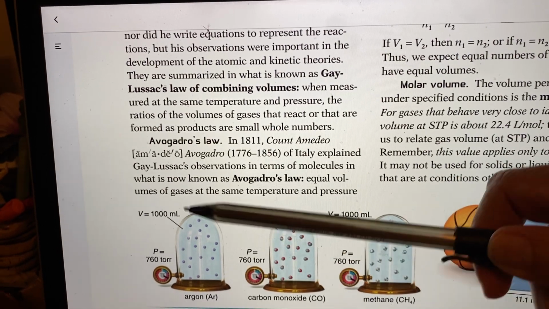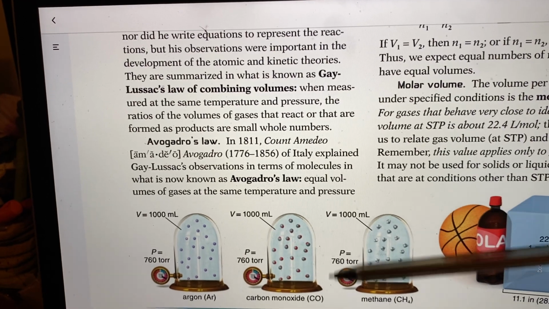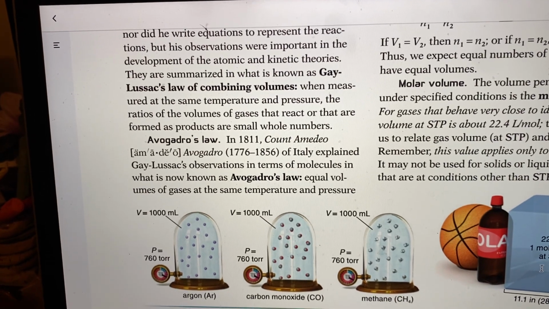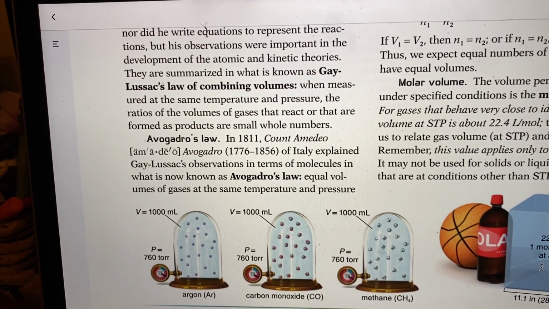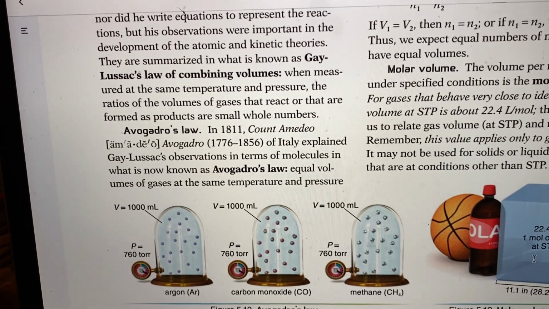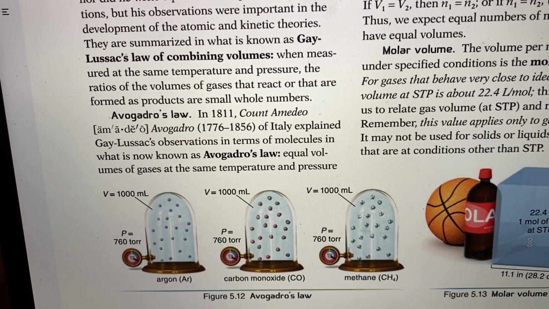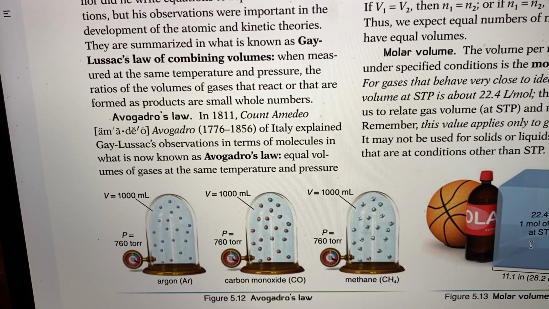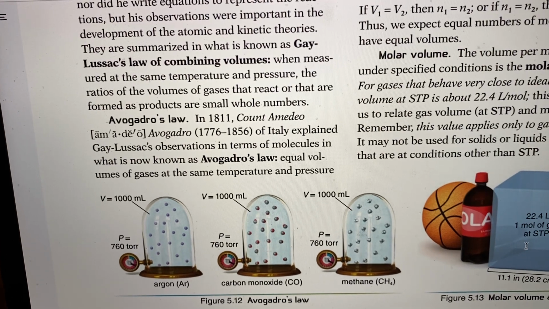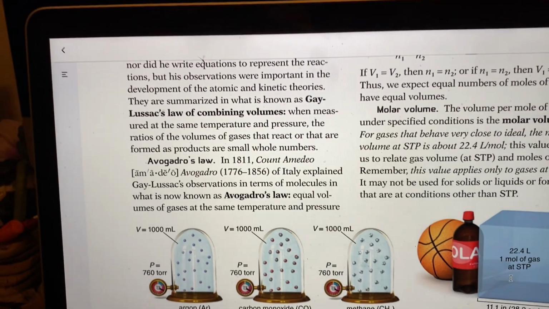There's going to be just as many molecules in argon as there are in carbon monoxide, as there are in methane, or any other type of gas. So equal volumes of gases at the same temperature and pressure contain equal numbers of molecules. So all gases have equal numbers of molecules. That is pretty cool. That is kind of like what God would say, that he's holding everything together, but all these different gases have the exact same number of molecules at any given volume and temperature. So that really helps us in figuring out a lot of different things.